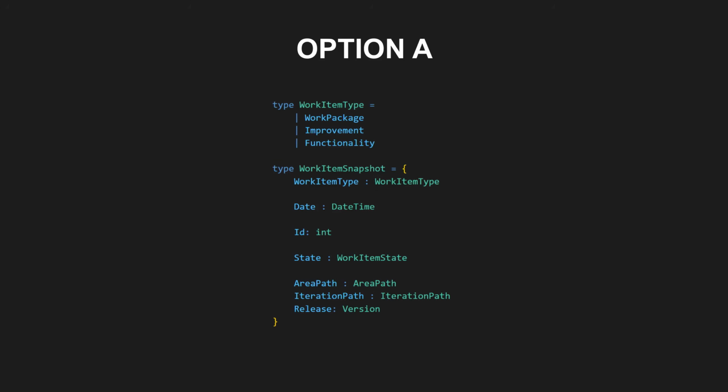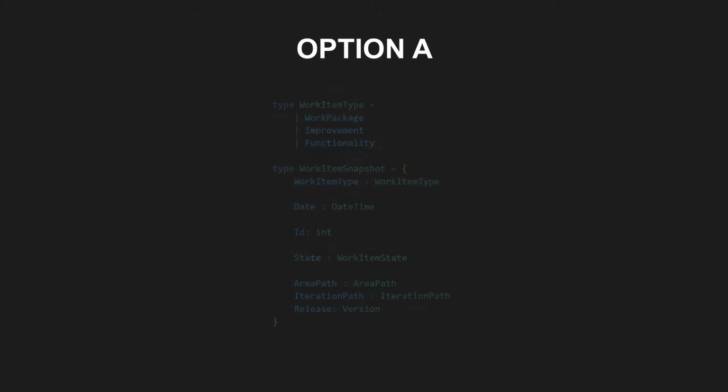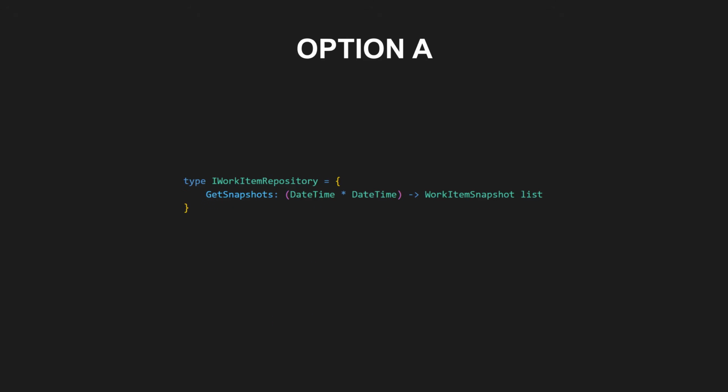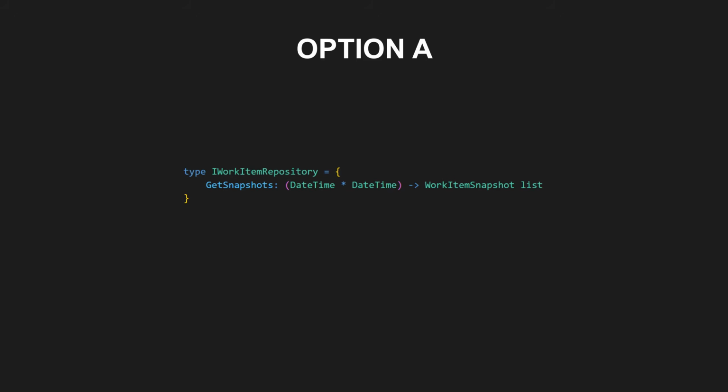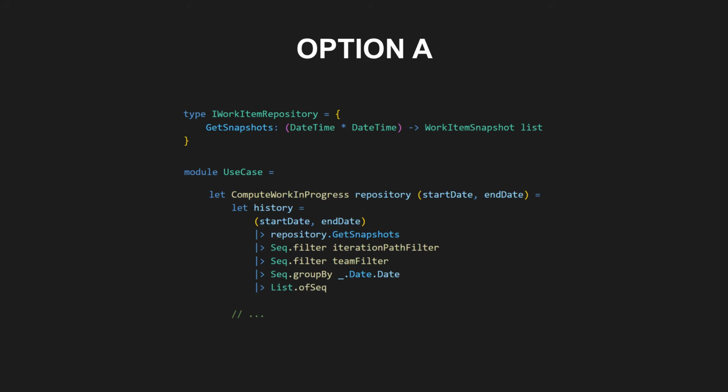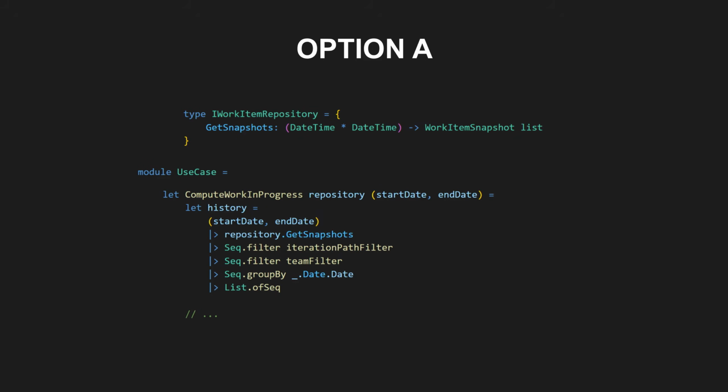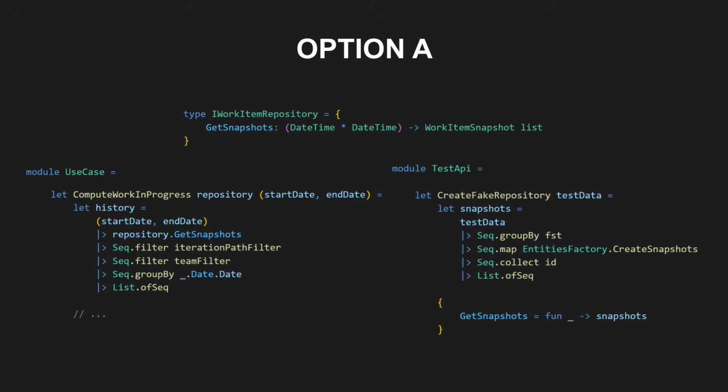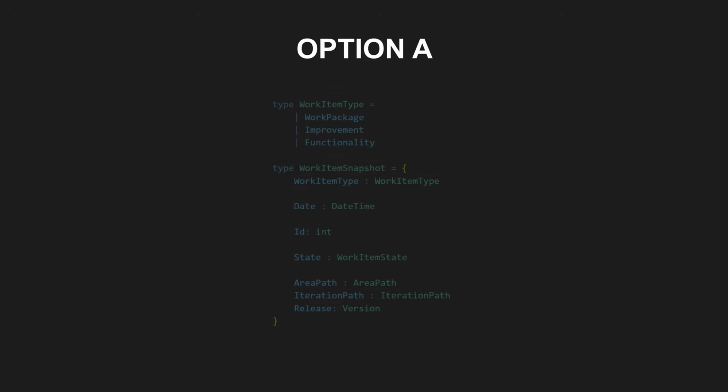Probably the most obvious option is to add a new field called work item type to represent the type of each work item. This is non-breaking in the sense that the code still compiles after the change. But that's where the problem starts. As soon as we change the repository to return snapshots of all work item types, the counts shown in the Work in Progress monitor will be wrong if we forget to update all the places where filtering by the work item type is needed. And the tests may still pass because most of them use fake data that currently only covers work packages.